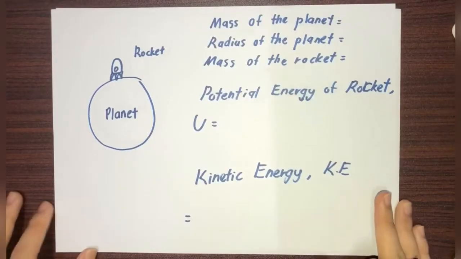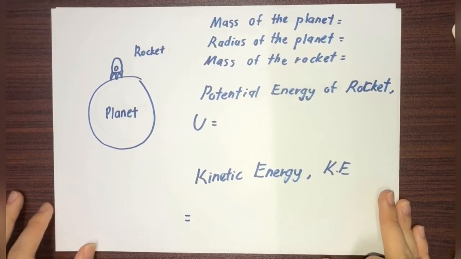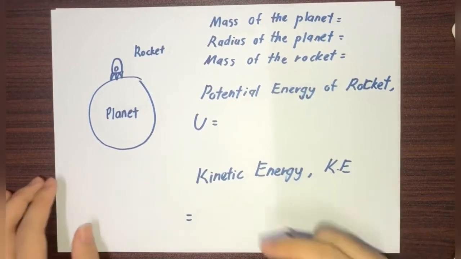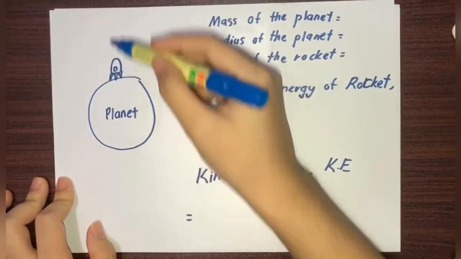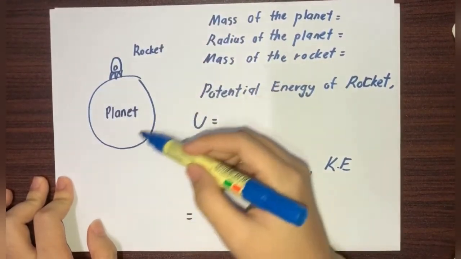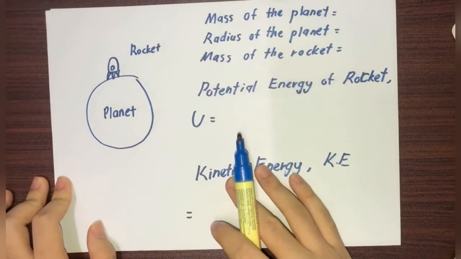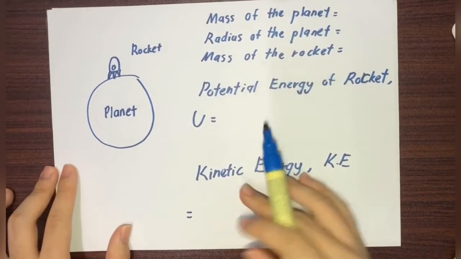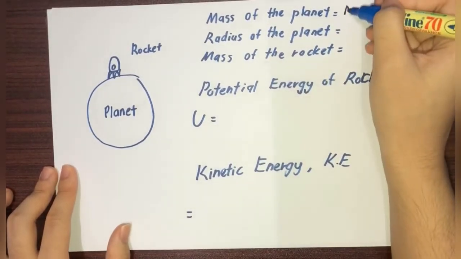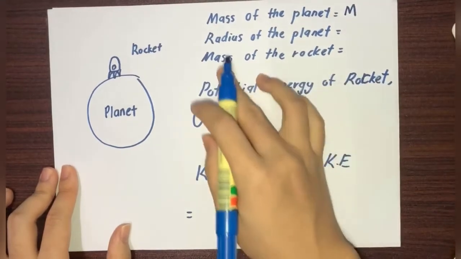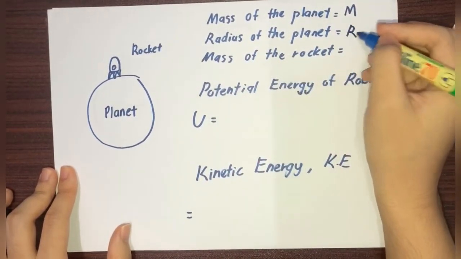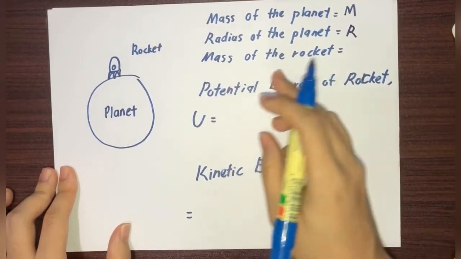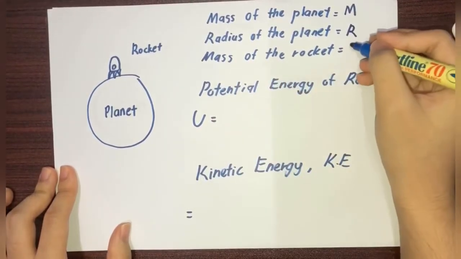Let's derive the formula of escape velocity. Let's assume that we have to launch a rocket into space from any planet. Consider the mass of the planet is equal to M. The radius of the planet is equal to R. The mass of the rocket is equal to small m.